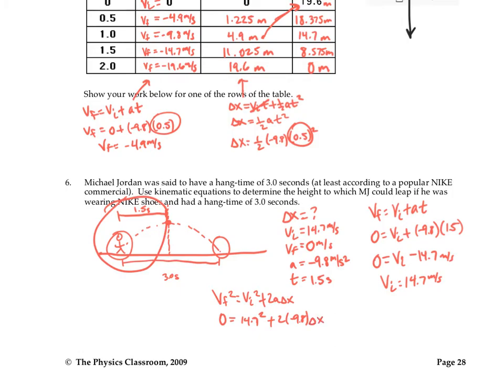All right, 14.7 squared is 216.09. 2 times 9.8 is negative 19.6. So if we solve for our displacement here, we're going to end up dividing 216.09 by 19.6, and we get a displacement of 11.025 meters, which is extremely high and a gross exaggeration of Michael Jordan's physical capabilities. This probably was from Space Jam.